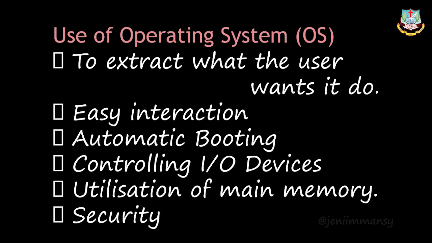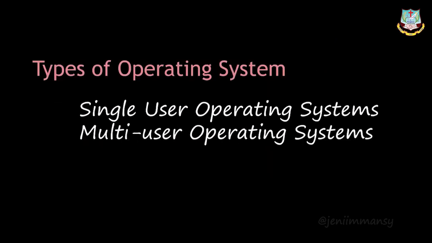Then starting a computer operation, any loading or booting, or switching on the computer itself, this operating system is needed, right? Controlling the input and output devices is also done by the operating system. So these are all the main uses, right? And if you want to take some data from the main memory, that will also be done by this operating system only. Okay, now let's see the types of operating system.